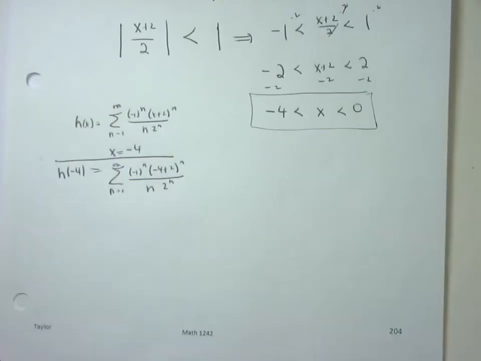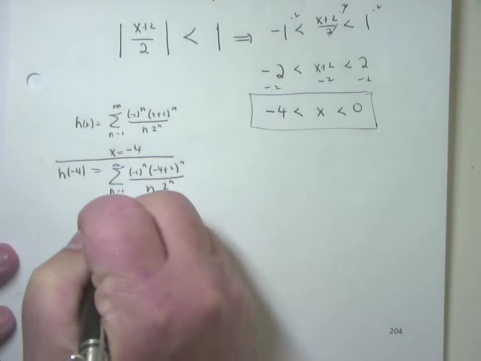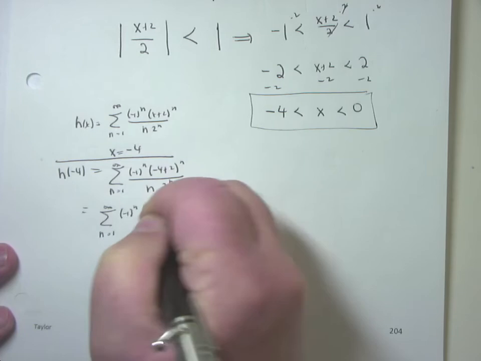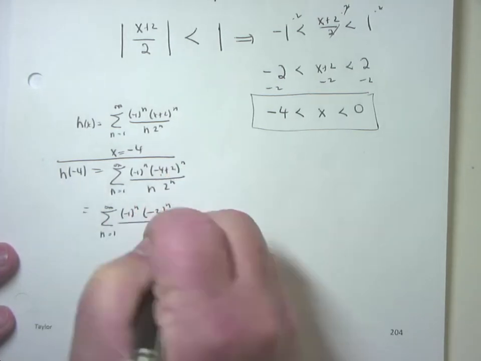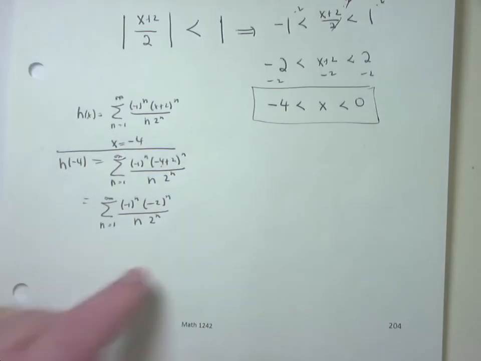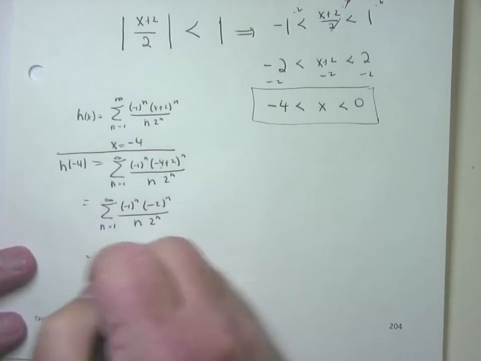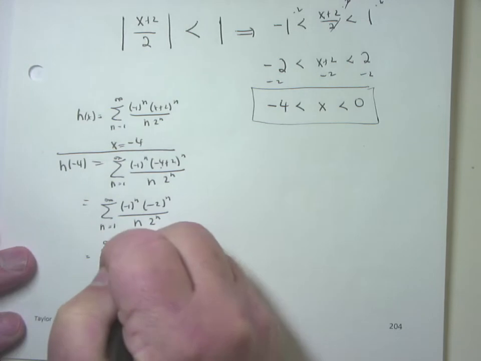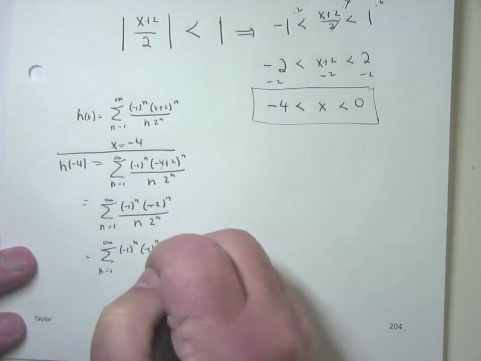Now you got to clean this up. This is going to be the sum as n goes from 1 to infinity of negative 1 to the n, negative 4 plus 2 is negative 2 to the n, over n times 2 to the n. But you'll notice inside your parentheses you got a negative. It's negative 2 to the n. Break off the negatives. So this is going to be the sum as n goes from 1 to infinity of negative 1 to the n, negative 2 times 2, negative 2 to the n, the same thing as negative 1 to the n times 2 to the n.